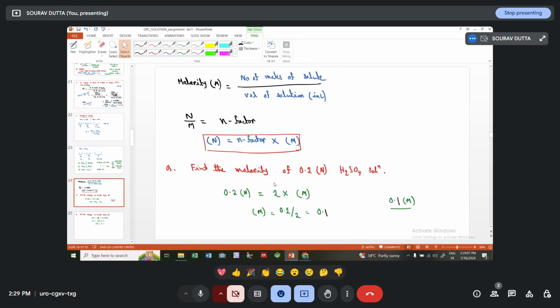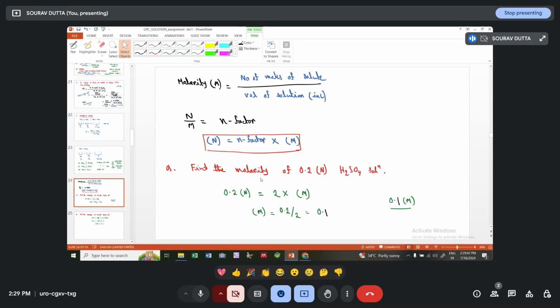The second part is molarity, another important term. Molarity means the number of moles of the solute divided by the volume of the solution in liters. So that means 1 liter of solution contains how many moles of solute. In the case of normality, we ask how many gram equivalents of solute are present, but in the case of molarity, how many moles of the solute. There is a relation between normality and molarity: normality equals n factor into molarity. So if molarity is given to you, you can easily calculate normality.